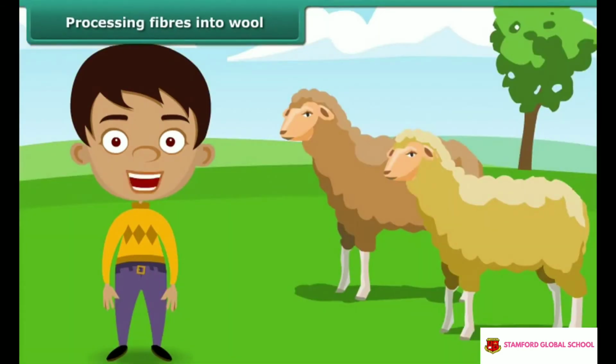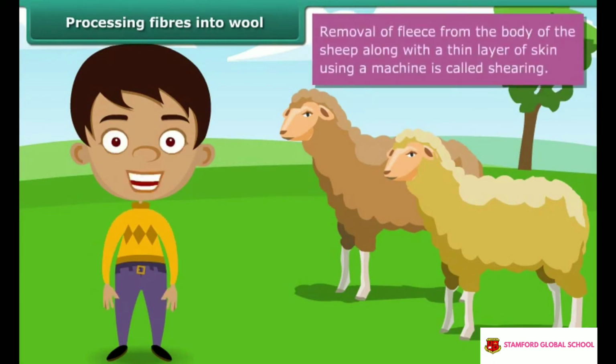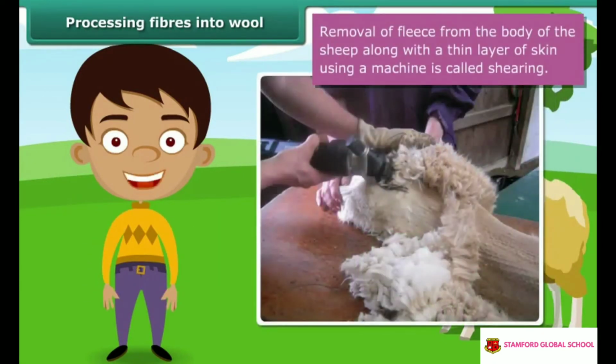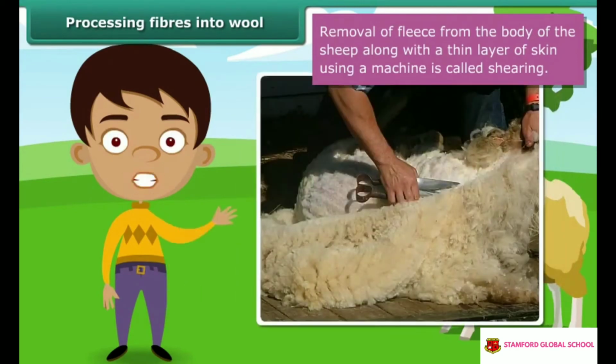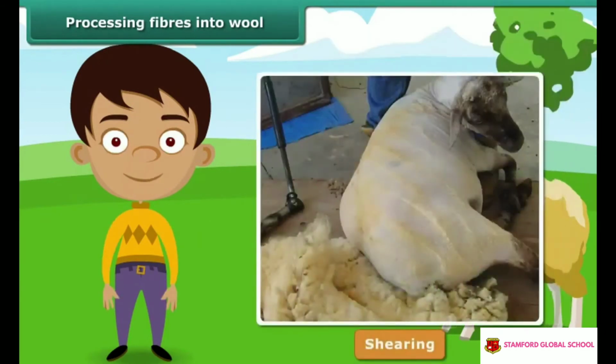Let us study the process by which wool is obtained from sheep one step at a time. First, the fleece is removed from the body of the sheep. A machine is used for the purpose. The process of removing the fleece of the sheep from its body with the help of a machine is called shearing. Shearing does not hurt the sheep. This is because the uppermost layer of the sheep's skin is dead.